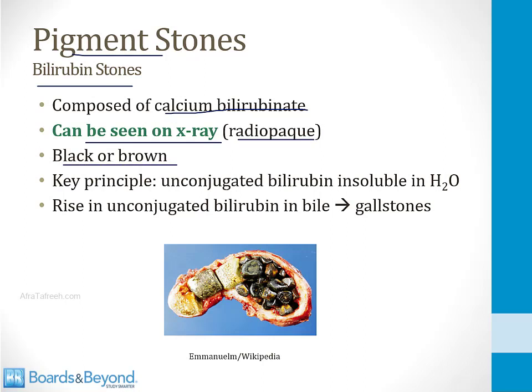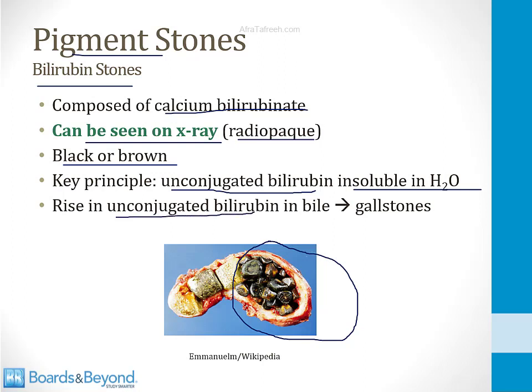If you look at this picture on the screen, there is a collection of dark gallstones in this patient's gallbladder, and those are pigment stones. The key principle to understanding the risk factors for pigment stones is to appreciate that unconjugated bilirubin is less soluble in water than conjugated bilirubin. So any process that leads to a rise in unconjugated bilirubin level in the bile will lead to these types of gallstones.